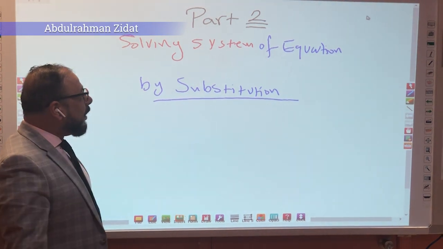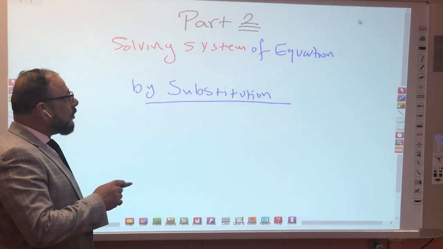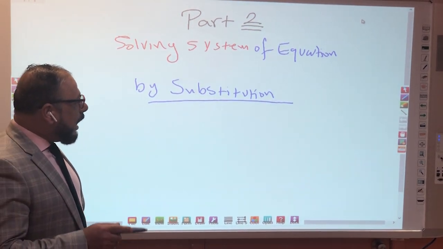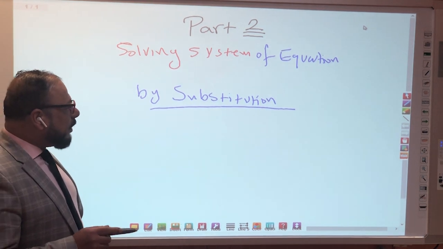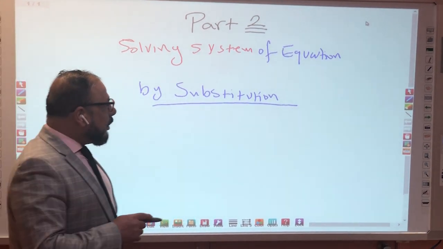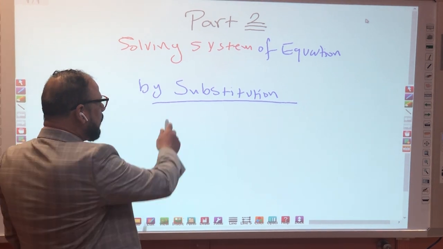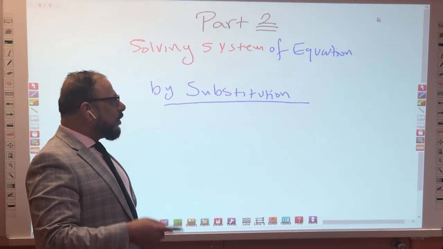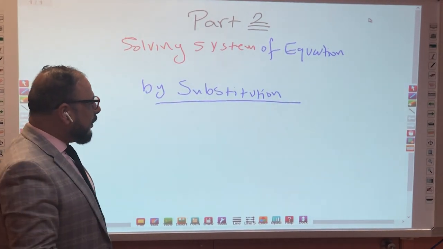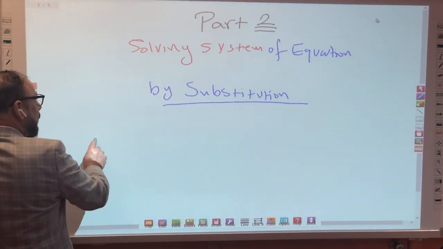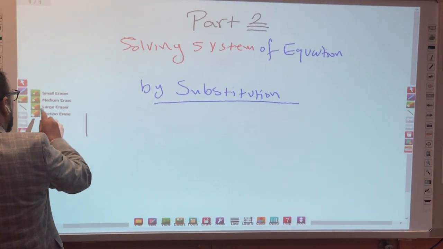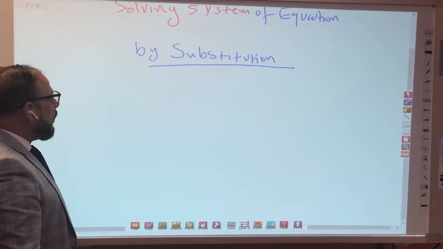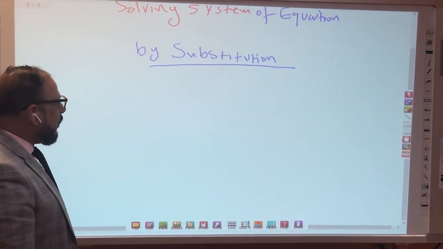Today our class will be about solving systems of equations. Last time I explained how you can solve a system of equations by elimination. Today I will explain how you can solve it by substitution. Next time I will explain the third method of solving a system, which is by graphing. Let us start today's class and see how we can apply this method to solve a problem including two variables.